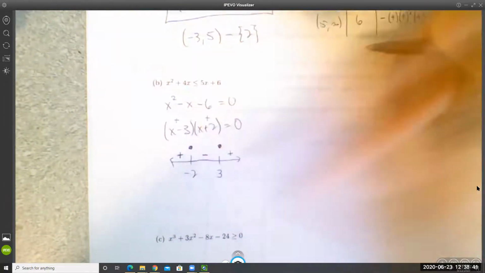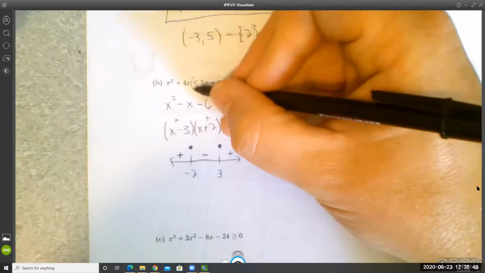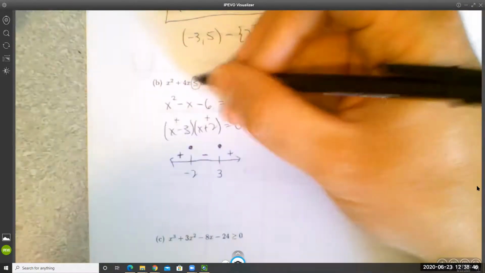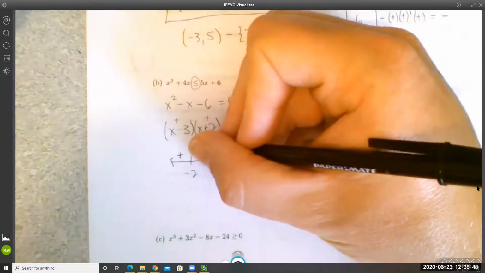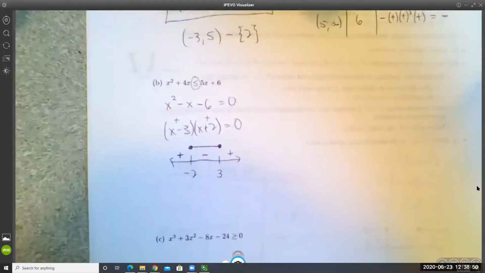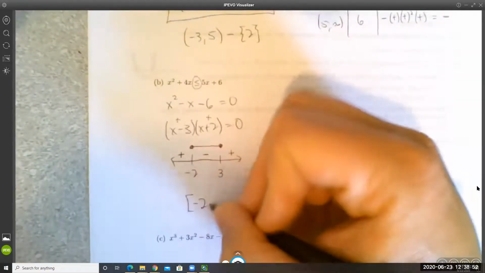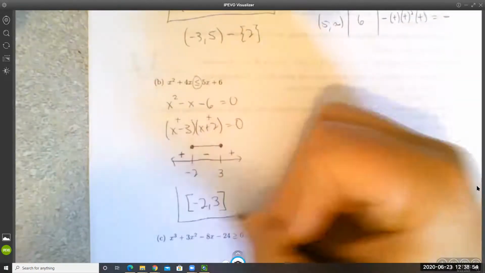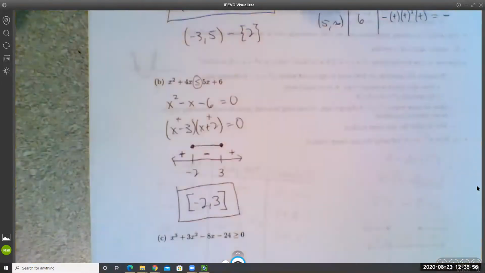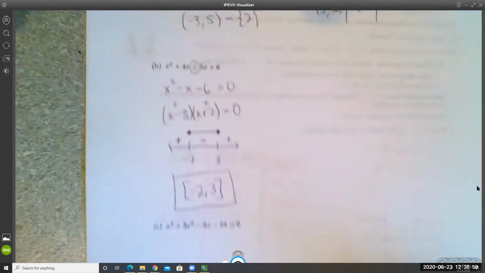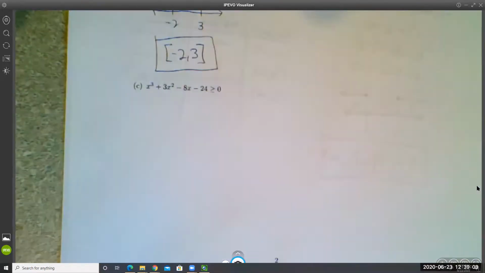I'm looking for where this thing is less than or equal to 0. So I'm looking for where it's negative. It's negative right there. So my solution set is -2 to 3. Okay. So hopefully you're getting the picture here. Go ahead and pause the video and see if you can do part C on your own.